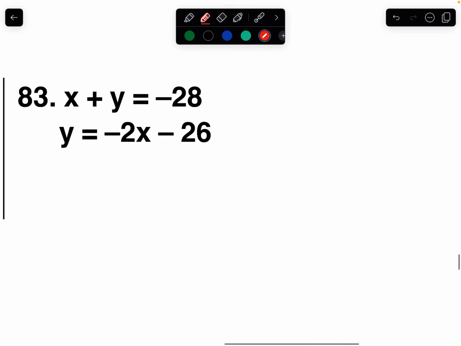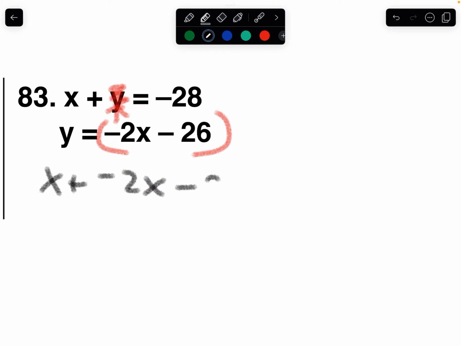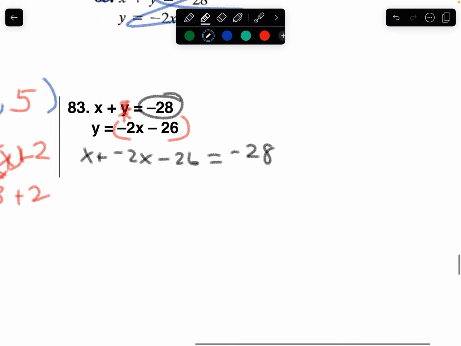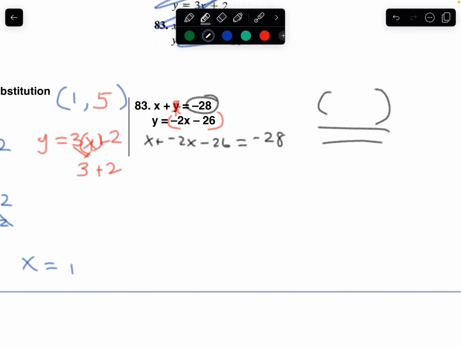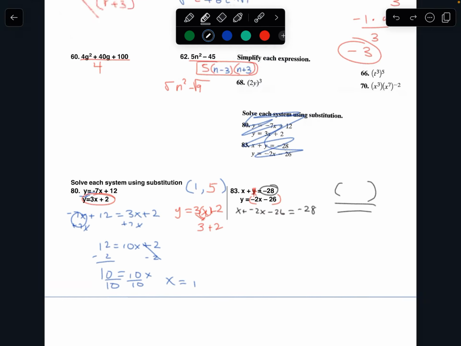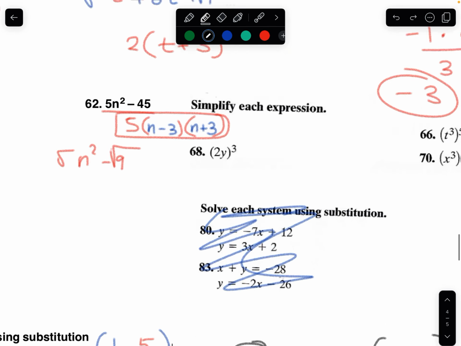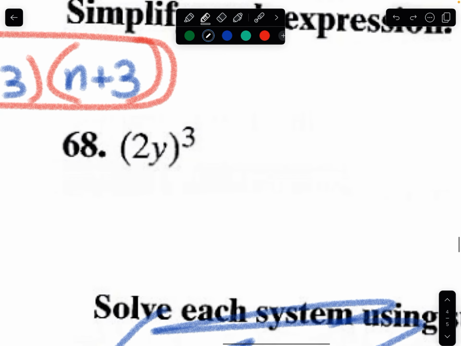And here you do substitution. You take this, put it in there. So y is no longer there. So you get x plus -2x minus 26 equals this -28. And you solve for x. And then I'll probably take this one and solve for y. So you get your ordered pair. Okay, that's how you do this stuff. Make sure you distribute this here and that there.